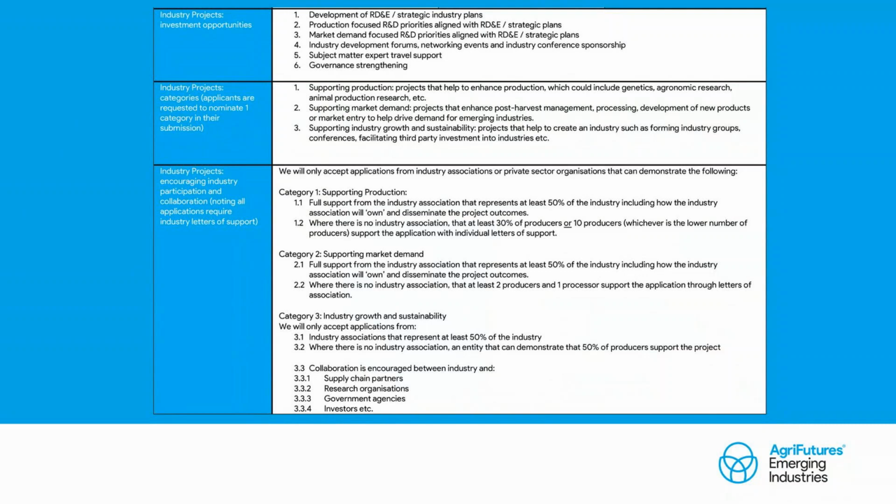So the other thing to add there is that word full support. While we'd really like the industry associations to put the applications in, the applicant can be someone else, but we need that full support. We need to have the confidence that the industry association is behind the application. That would be through a very detailed letter of support explaining the role of the industry association, coming back to the earlier point, the link back to the RD&E plan of that industry, and things along those lines.